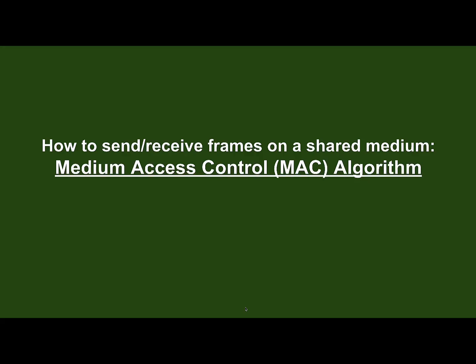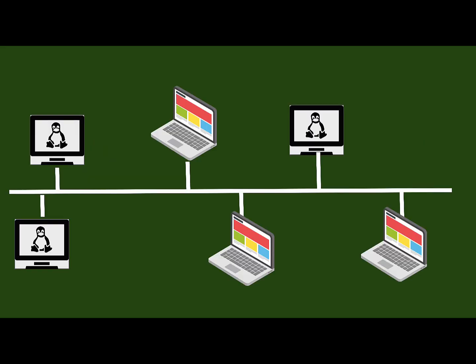So in this session, we are going to talk about how PCs that are connected in a shared medium are actually sending and receiving frames. In the data link layer, when a packet is being sent by a PC to another PC, it's called a frame. So in this video, we are going to dive deeper and understand how this actually works.